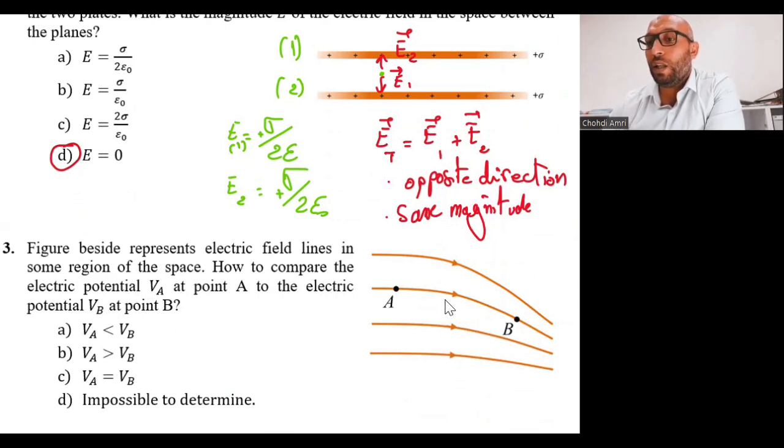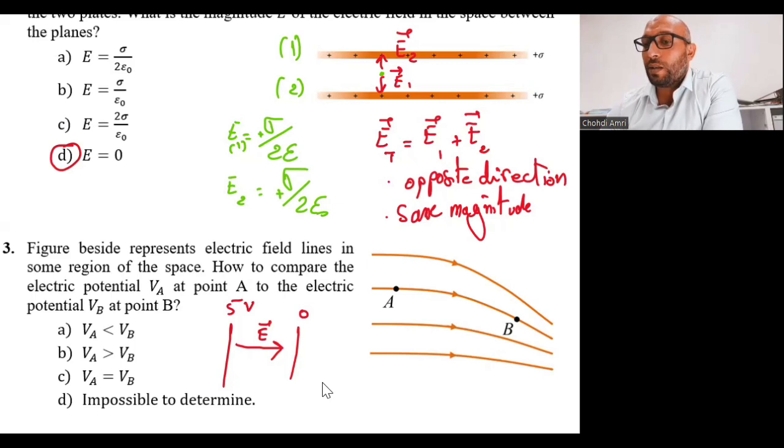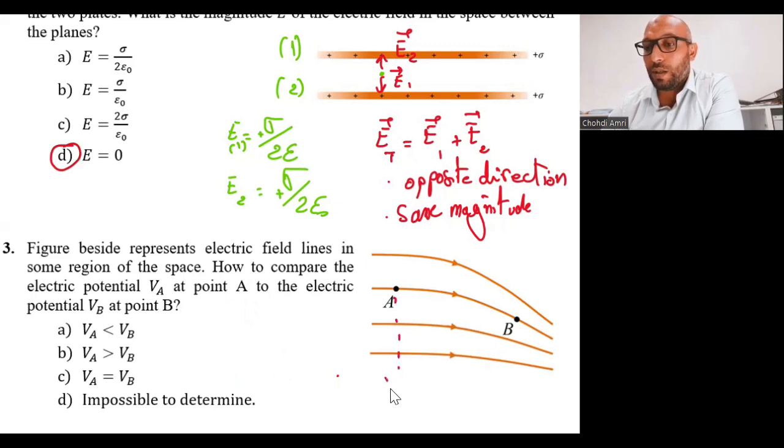As you know, the electric field lines always point from the higher potential to the lower potential. To memorize this, let's take, for example, two parallel plates. This is 5 volts and this is 0 volts. Here this is our electric field in the case of two parallel plates. So the electric field lines always point from the higher potential to the lower potential. So what we can say about this potential is VA is greater than VB.